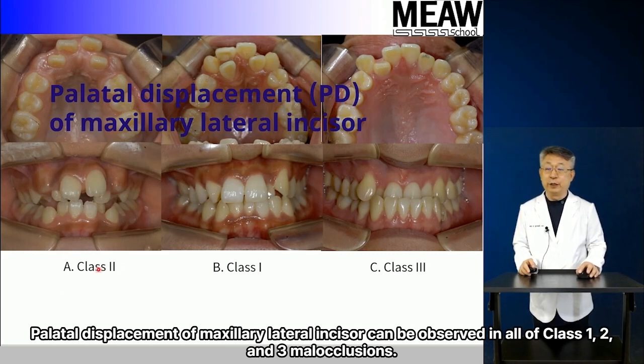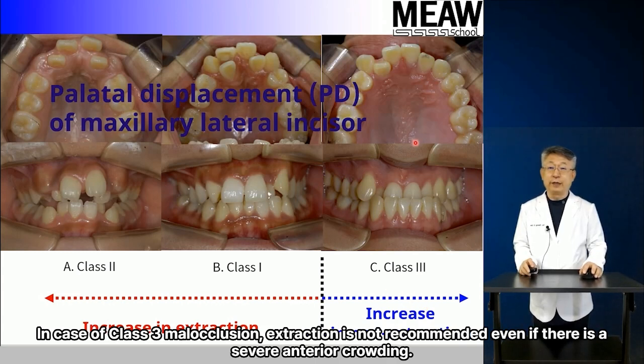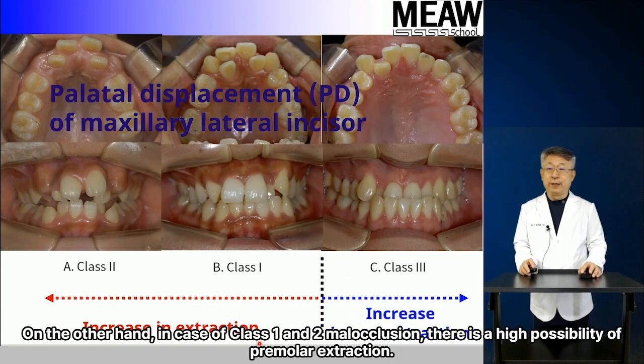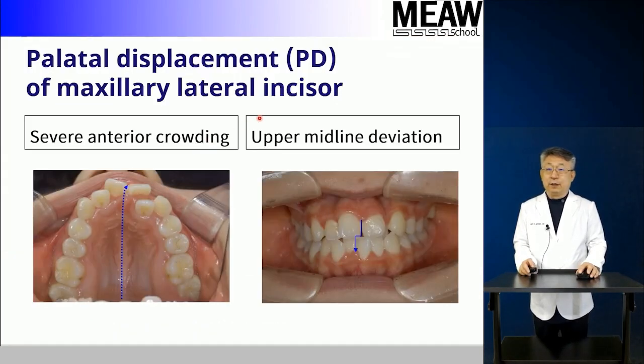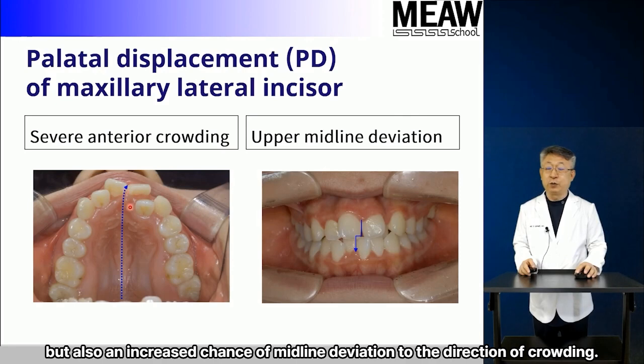Palatal displacement of maxillary lateral incisor can be observed in all of class 1, 2, and 3 malocclusions. In case of class 3 malocclusion, extraction is not recommended even if there is a severe anterior crowding. On the other hand, in case of class 1 and 2 malocclusion, there is a high possibility of premolar extraction. PD of maxillary lateral incisor leads to not only a severe anterior crowding, but also an increased chance of midline deviation to the direction of crowding.